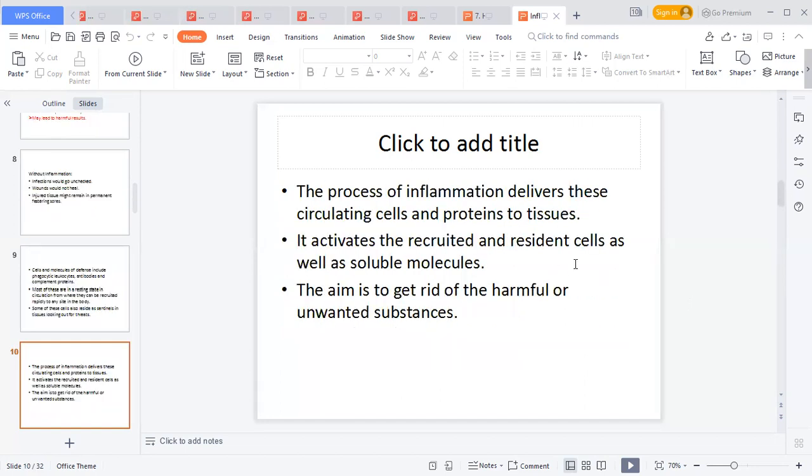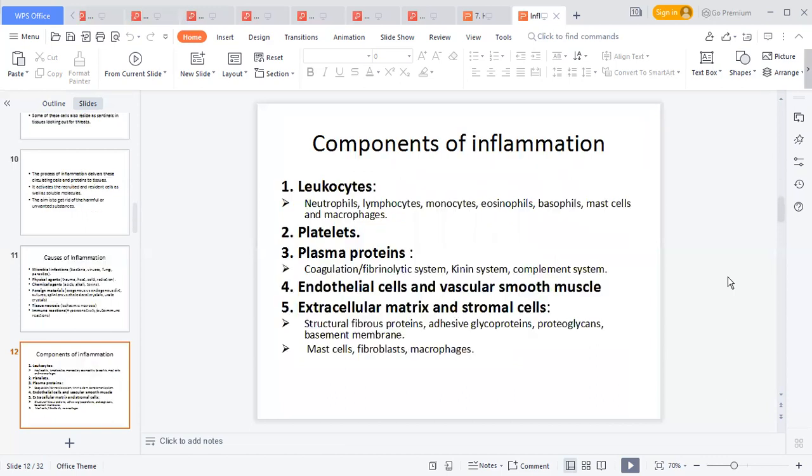The process of inflammation delivers these circulating cells and proteins to tissues. I talked about how the cells move to the tissue where the injurious agent is. It activates the recruited and resident cells as well as soluble molecules. The aim is to get rid of the harmful or unwanted substance. It's there in the definition: designed to remove the cause or agent, and initiate repair.